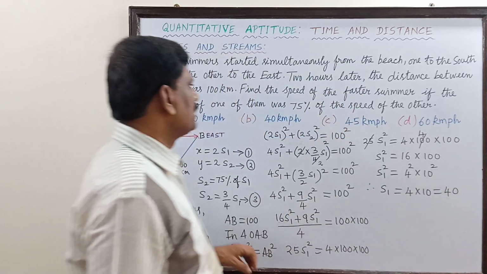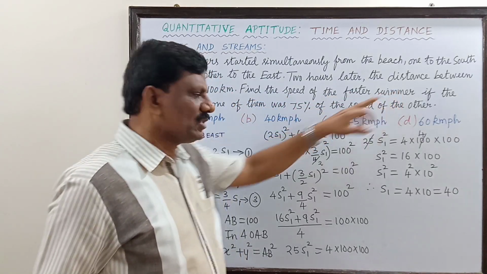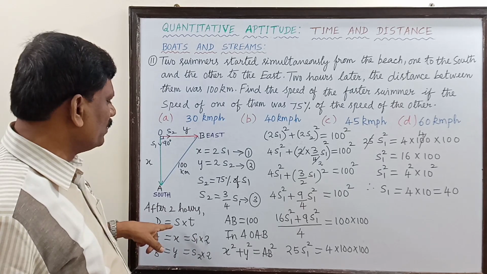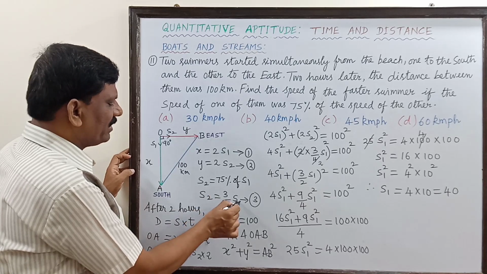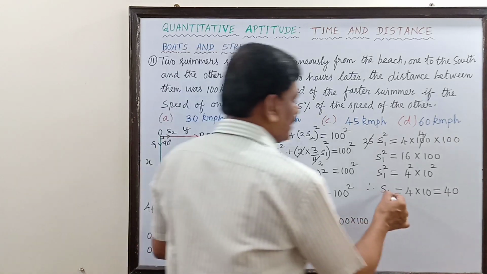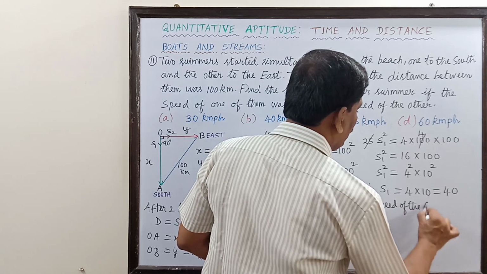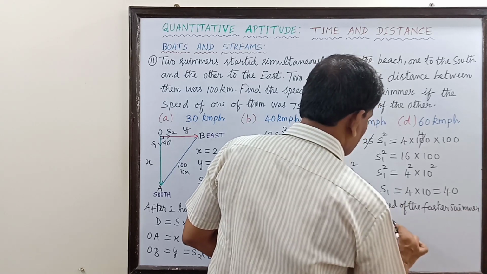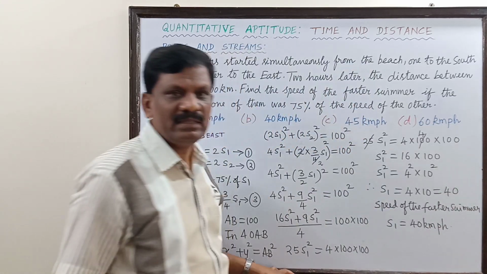40. So, what is asked here? Find the speed of the faster swimmer. Already we have written the relationship between S1 and S2. It is given that S2 is equal to 3/4 of S1. So S2 is slower, S1 is faster, is it not? So S1 must be the speed of the faster swimmer. So the speed of the faster swimmer is S1 equal to 40 kilometers per hour. Okay, this is the answer.